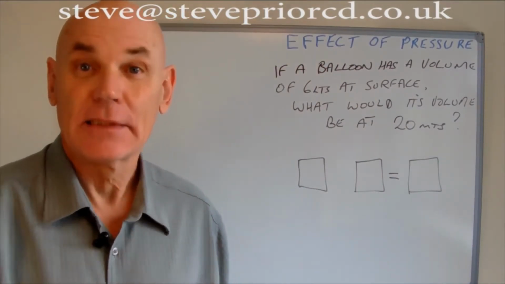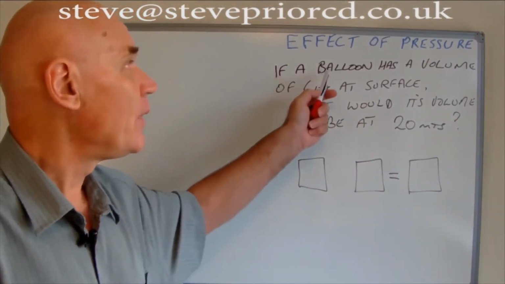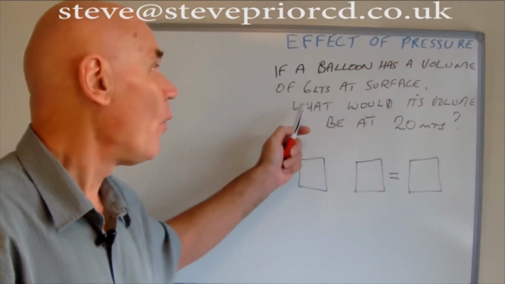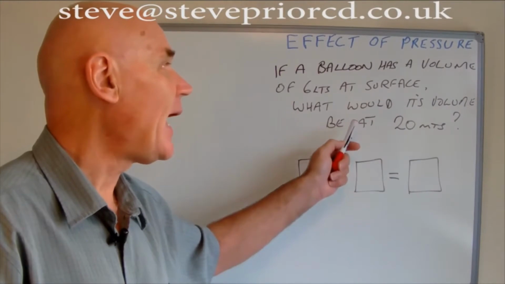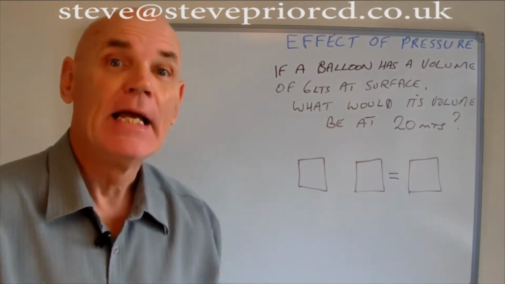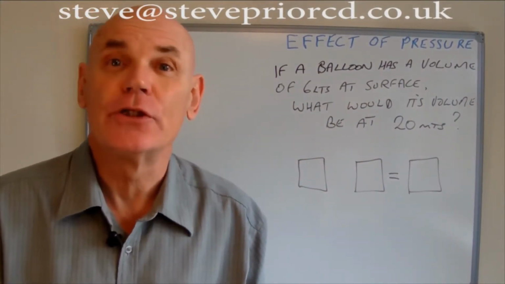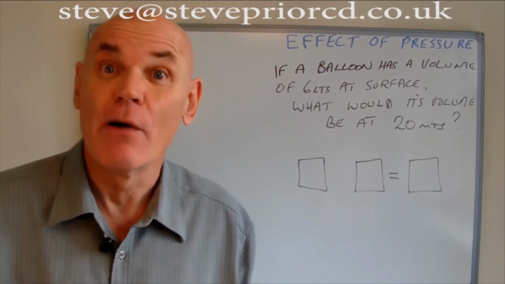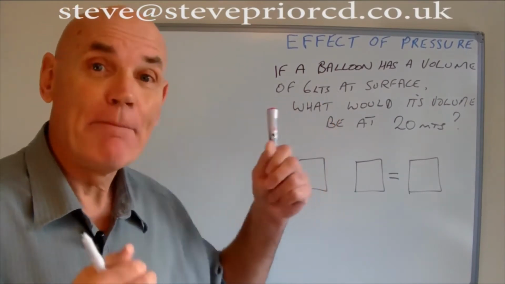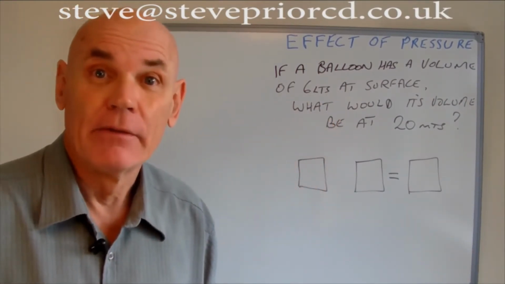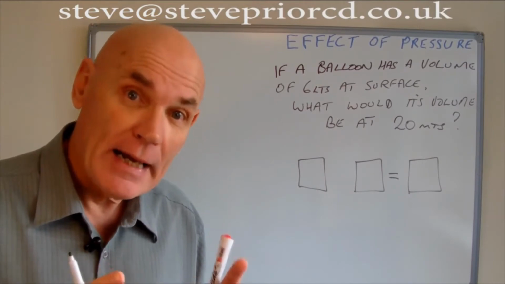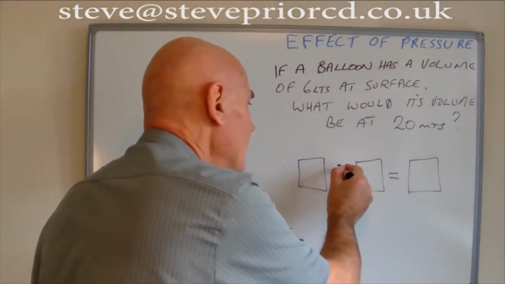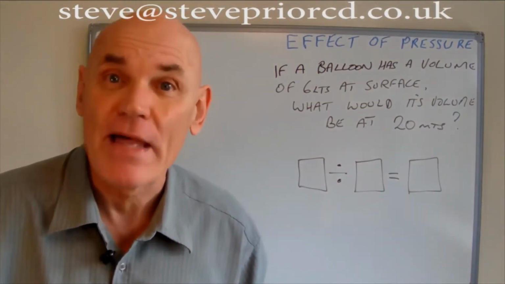Here is a typical question. If a balloon has a volume of 6 litres at the surface, what would its volume be at 20 metres? Okay, now the first thing I urge you to do is get away from mathematics and just think about something you do know about. Will the balloon get bigger or smaller as you take it down? This is the crucial thing. And I think you'll know that it gets smaller, and the mathematical sign for smaller is division. So we've got that bit started.